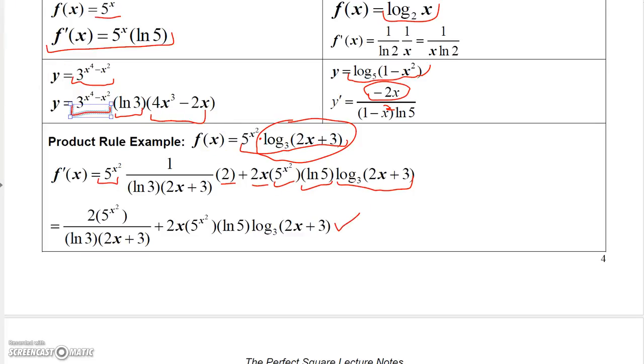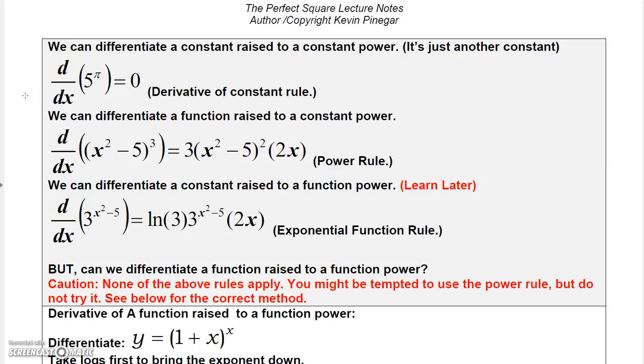Okay, pause the video and then read this in the gray here. And then when you're done reading, restart the video, and I'm going to show you one more example.